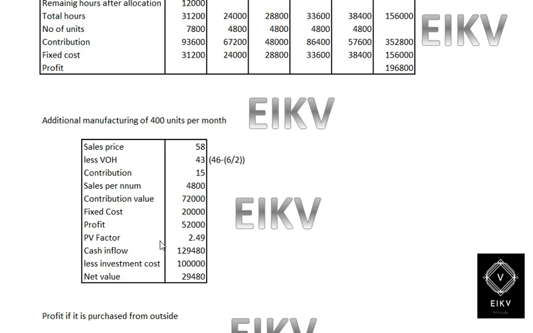When we multiply with that, we will get the cash inflow as 1,25,480, and in the illustration it is mentioned that there should be an investment in the first year for rupees 1 lakh. When we deduct such investment amount, we will get a net cash inflow of 29,480.